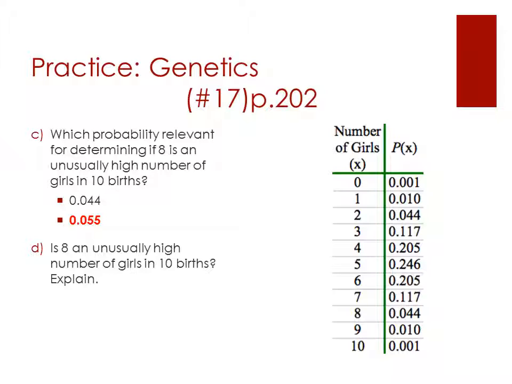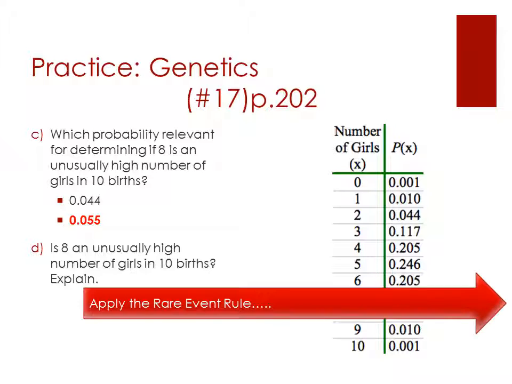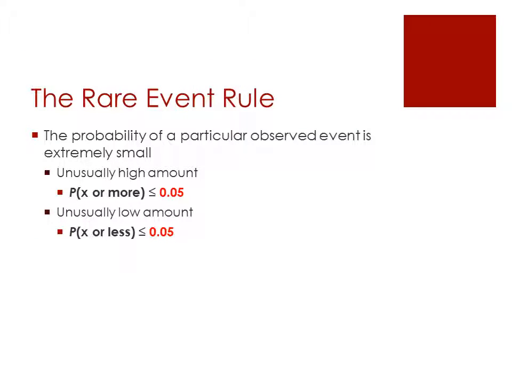All right, now we need to take that number and make a decision about its probability. So to answer this, we need to apply our rare event rule that we've been working with previously. So here again is the rare event rule. If it's an unusually high amount or an unusually low amount, here we're looking at an unusually high amount, so we're going to have P of X or more. So here we have P of 8 or more. And that value has to be less than or equal to 0.05 if we're going to say that it is extreme.